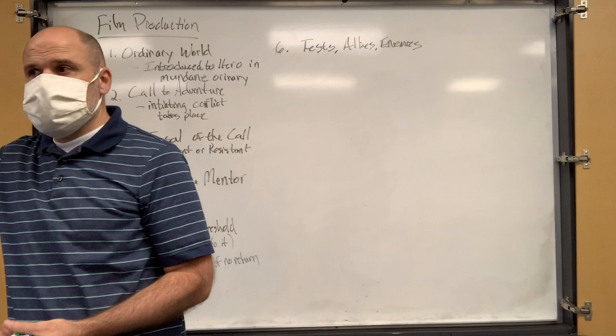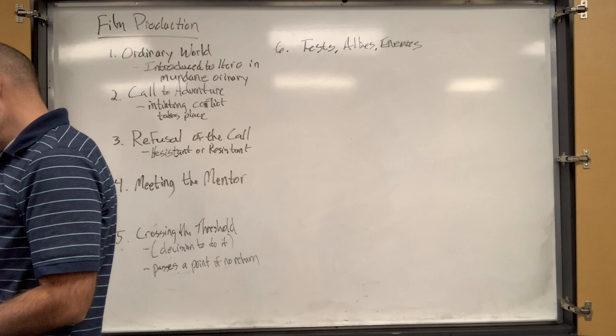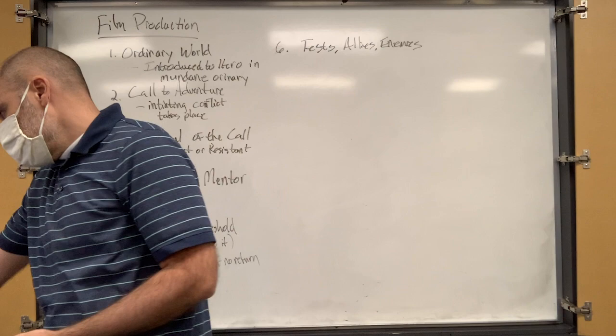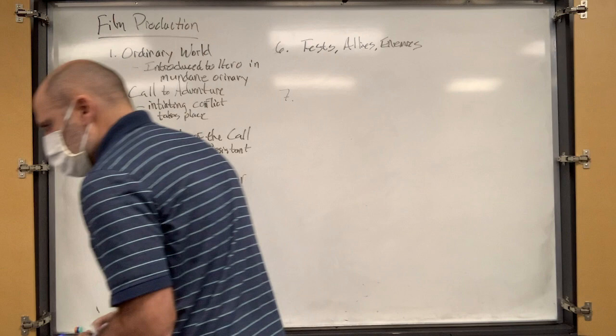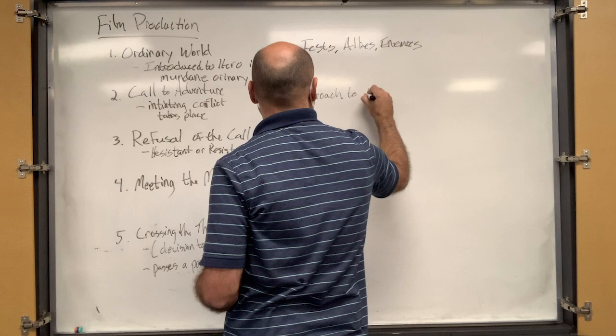So stage seven is approach to the innermost cave. So the hero, this is stage seven, so let's go seven. This is approach to the innermost cave. So in The Hobbit, what is that?